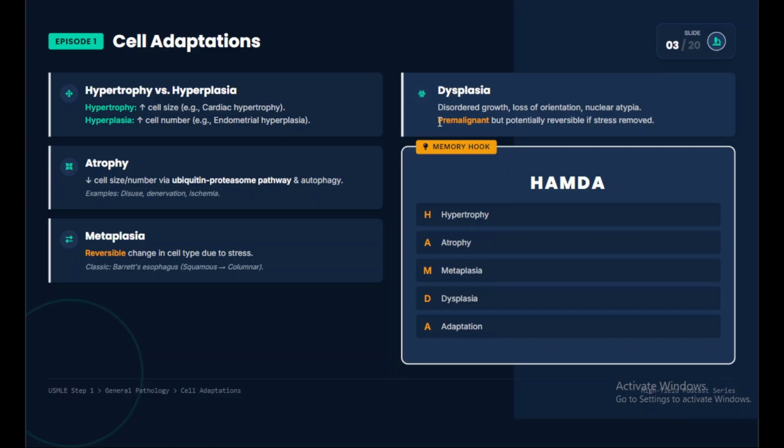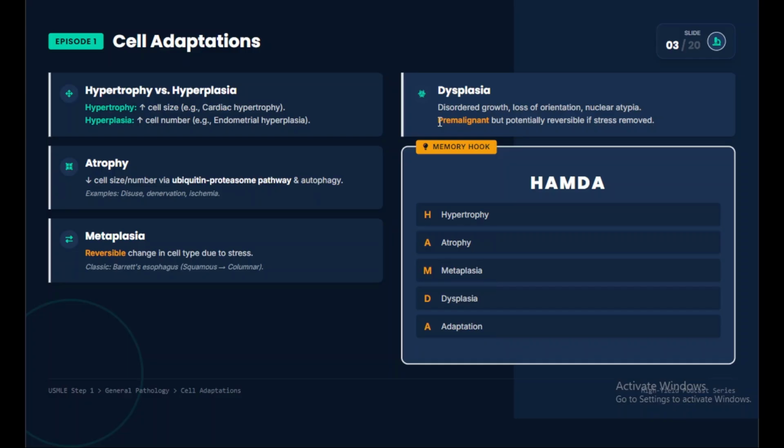With time you will memorize the stuff, but keep these things in mind, right? So let me repeat it again. There are some features in dysplasia that you should pay attention to: loss of cellular orientation, irregular arrangement of cells, nuclear atypia, increased nuclear size, and sometimes increased mitotic figures as well. Keep in mind that dysplasia is considered a pre-malignant stage, meaning it has the potential to grow into cancer. However, the important thing is dysplasia can still be reversible if the stressor is removed early.